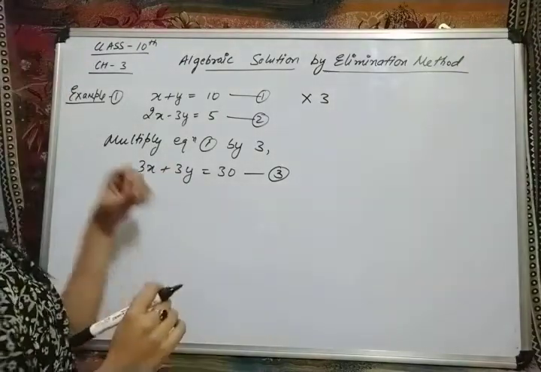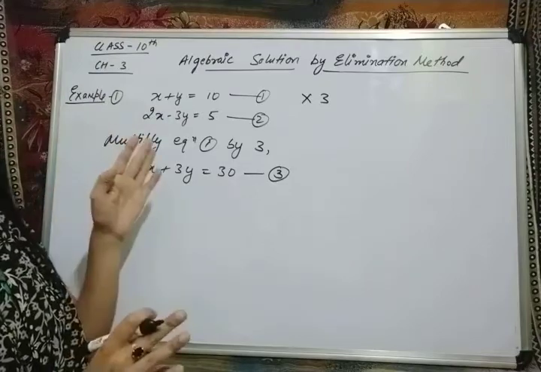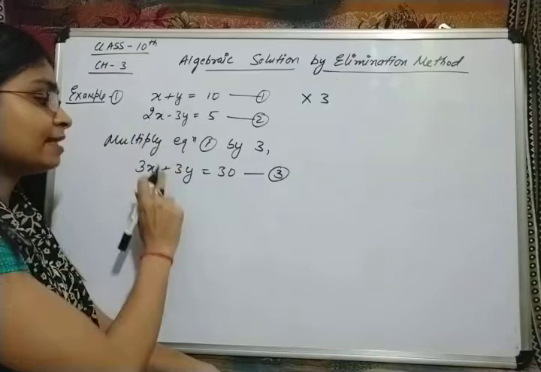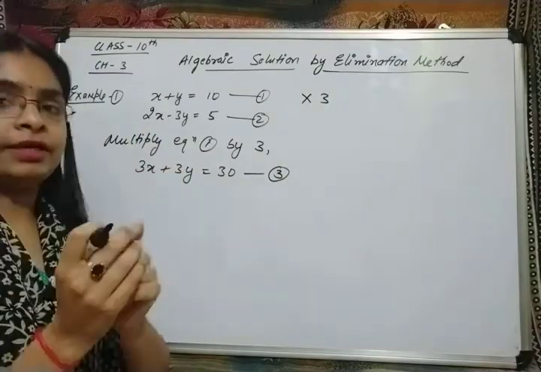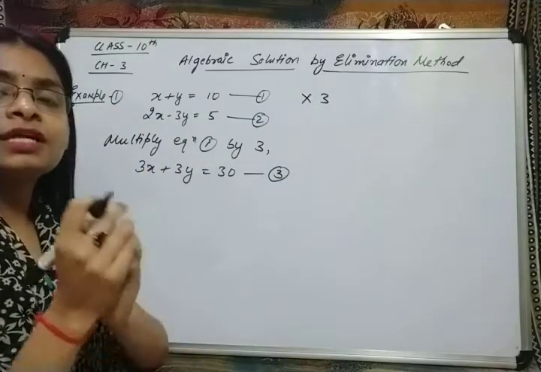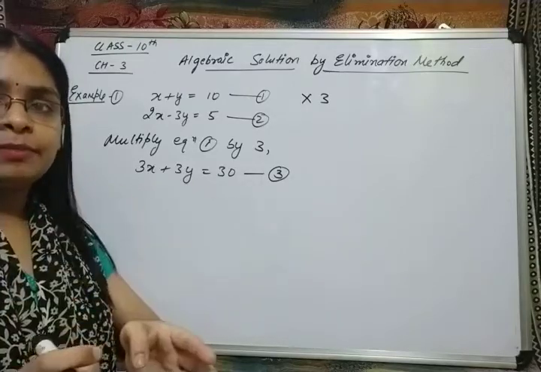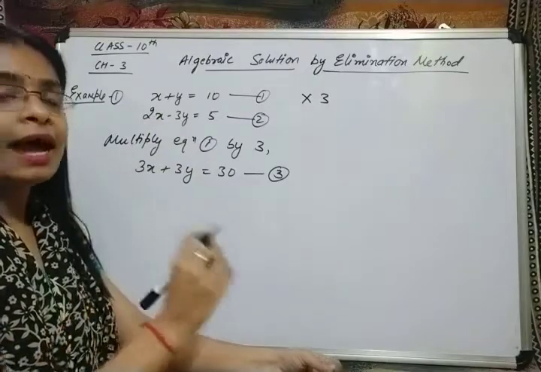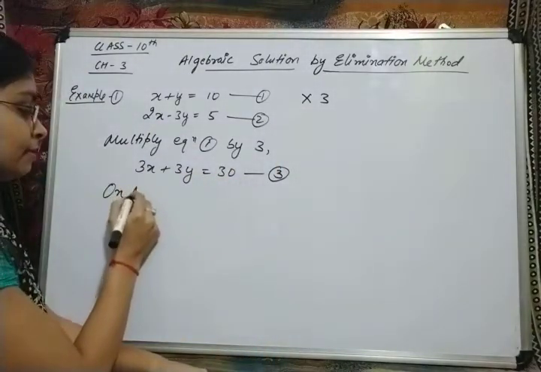When we made the coefficient of x the same, their signs were also the same, positive, positive. But here the signs are opposite. One is negative and one is positive. So whenever we make the variable coefficient the same and the signs are opposite, then we are just going to add those equations. When the signs are the same, we'll subtract, and when the signs are opposite, we'll add the two equations.